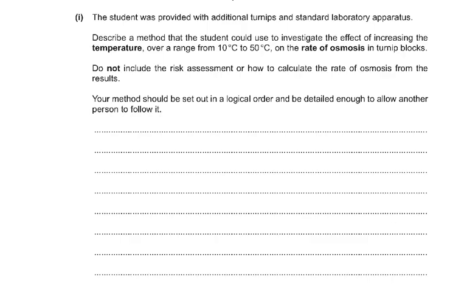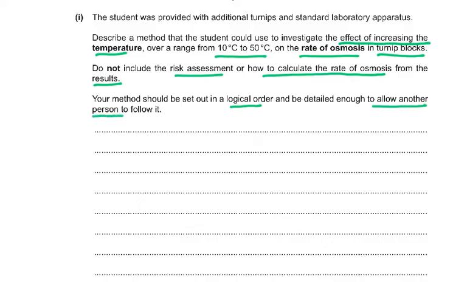The student was provided with additional turnips and standard laboratory apparatus. Describe a method that the student could use to investigate the effect of increasing the temperature over a range of 10 degrees to 50 degrees Celsius on the rate of osmosis in turnip blocks. Do not include the risk assessment or how to calculate the rate of osmosis from the result. The method should be set out in logical order and be detailed enough to allow another person to follow it. Now, usually I tell you the risk assessment, I always tell you it's a mark scheme point. Now they said do not talk about it now.